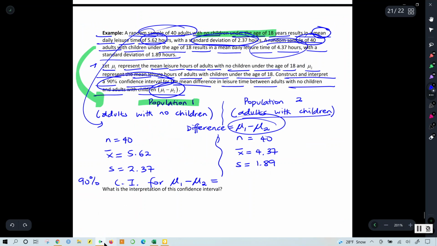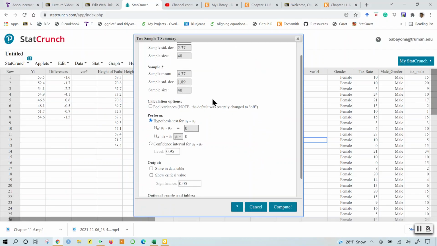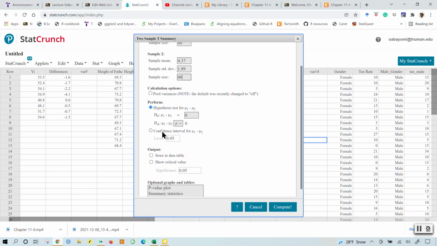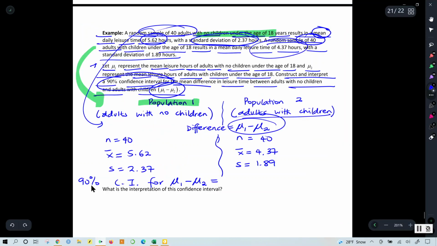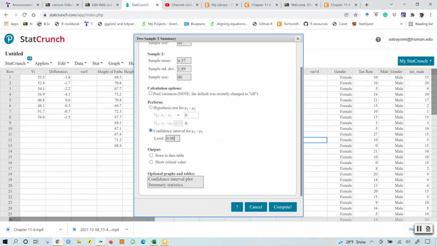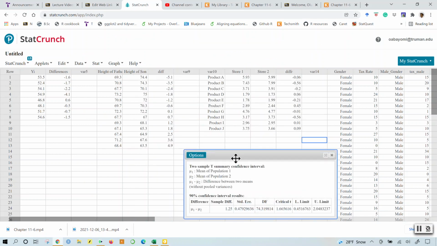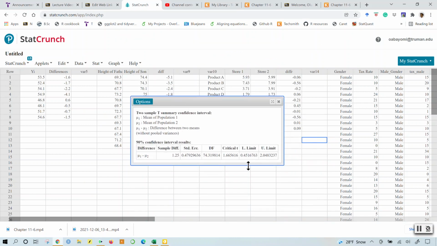All right, with that said, once we key those parts in, we need to indicate that we want to compute a confidence interval and at what level. Let's see, was it 95? 90%, 0.90. So 0.90, and indicate that I would like to show the critical value and compute. And that's it. So I have the lower limit and I have the upper limit. So from this value to this value.